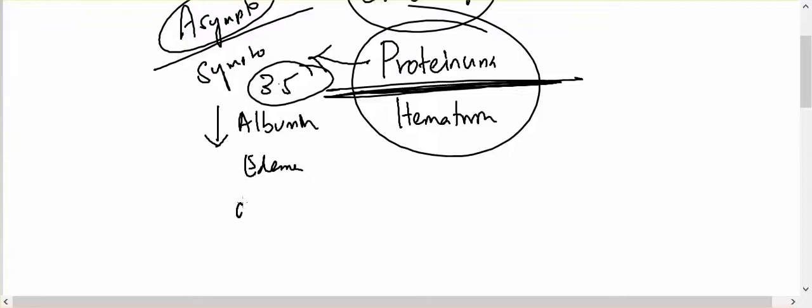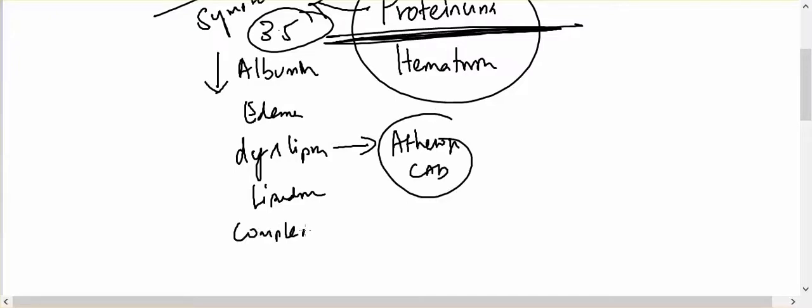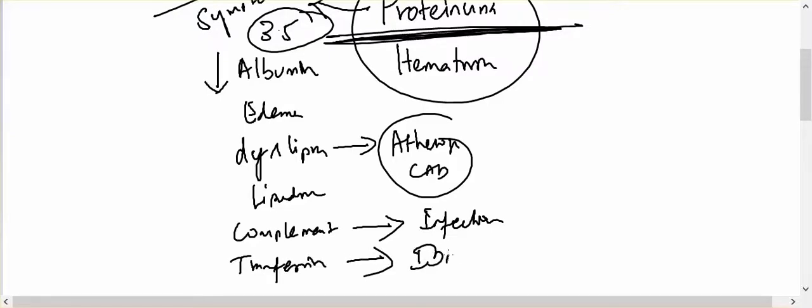Then the liver produces abnormal proteins, dyslipidemia. Then this leads to lipiduria. Then this leads to atherogenesis, coronary artery diseases, and complement loss happens. Complement loss will lead to infections, especially pneumococcal infections, and transferrin loss leads to iron deficiency anemia. So these are the signs and symptoms that can happen in nephrotic syndrome.